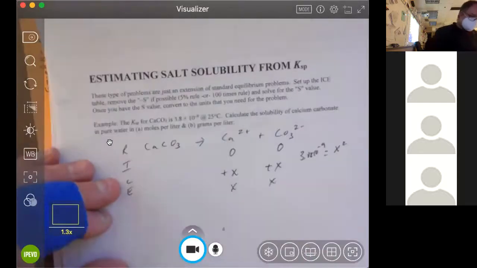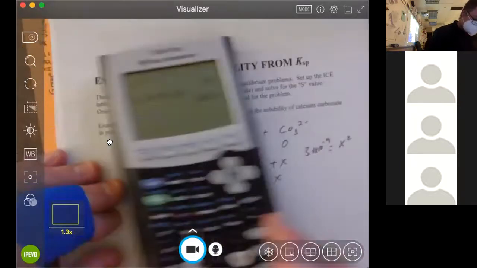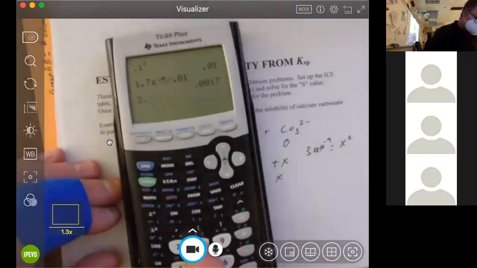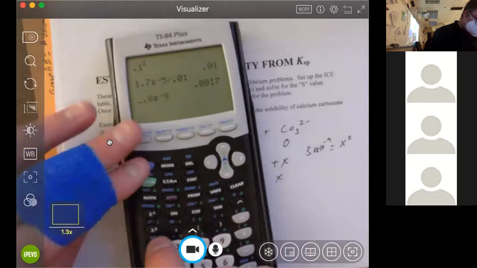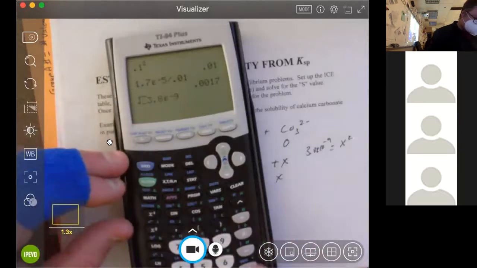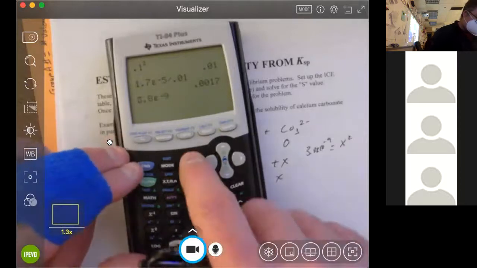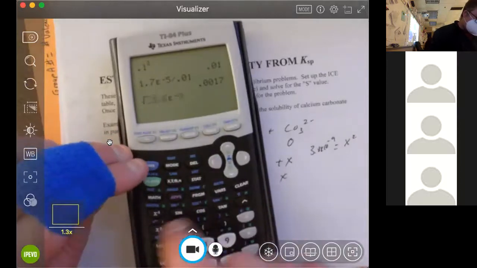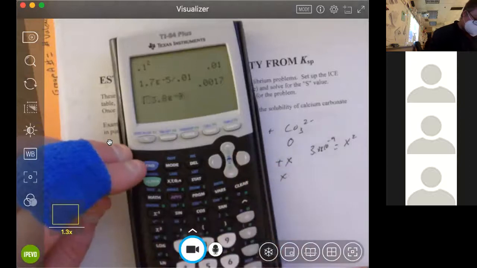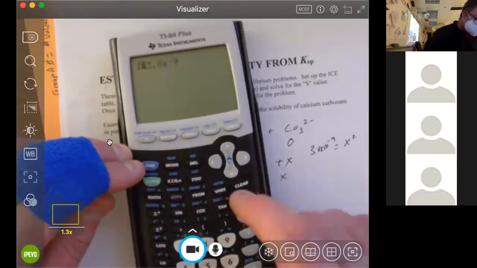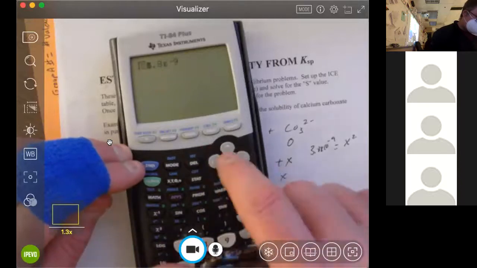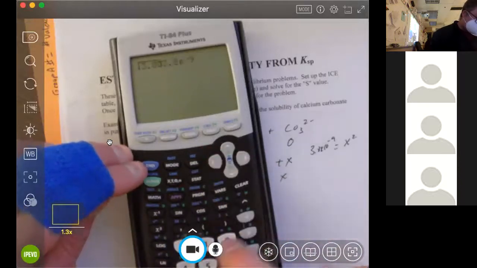Right? 3.8 times 10 to the negative 9. Oh, I always forget these calculators. You gotta hit that first. Oh. Can I just do that? Nope. What the heck is that weird thing there? Oh, it wants me to rewrite it.